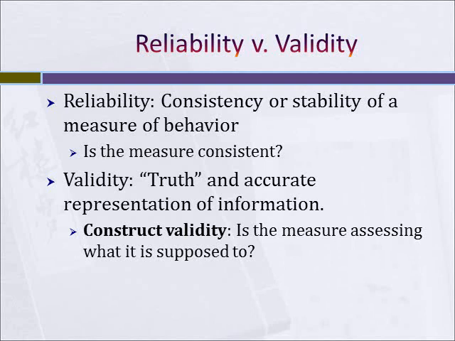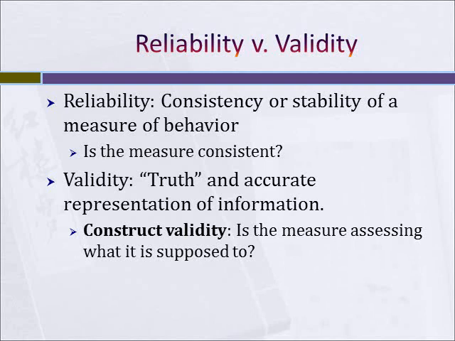So reliability can be thought of as the consistency or stability of a measure of behavior. Is that measure consistent? Let's say that you were taking a personality measure, and personality is a variable that's thought to be relatively stable, right? So if you're conscientious right now, you should probably still be conscientious 2, 4, 6, 8 months from now. If the measure is reliable, then your score would be about the same if you took a conscientiousness test now, time 2, time 3, time 4, and so on.